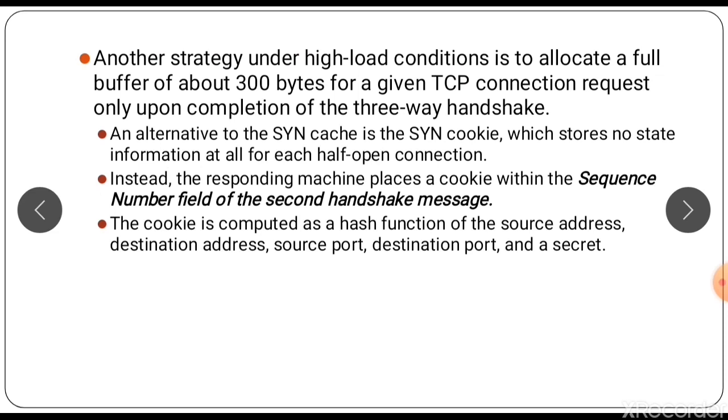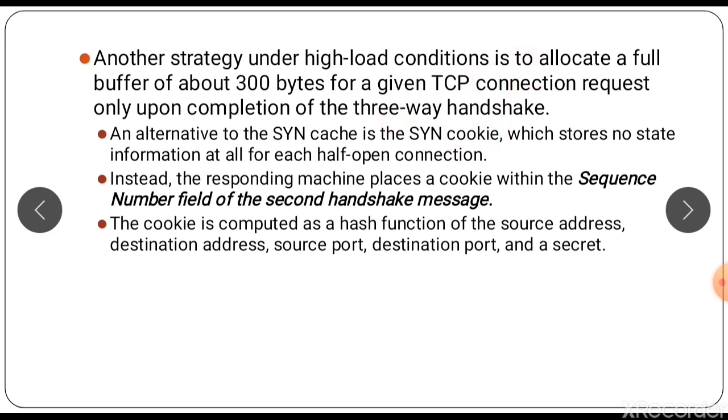Another strategy, under high load conditions, is to allocate a full buffer of almost 300 bytes for a given TCP connection request only upon completion of the three-way handshake. While the connection is still half open, minimal information about it is stored in a hash table called the SYN cache. This information includes the TCP sequence number and source and destination address and port. An alternative to the SYN cache is SYN cookies.